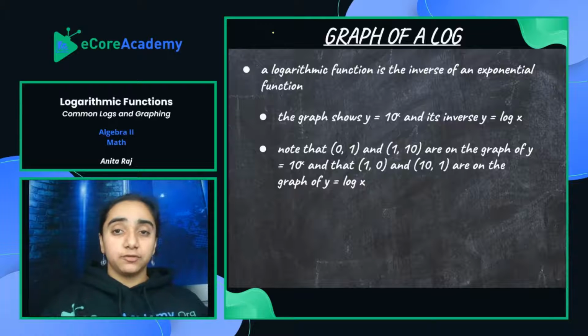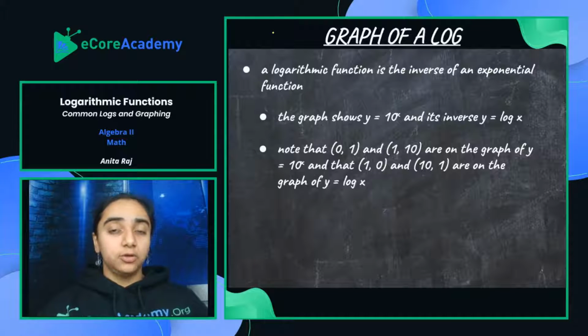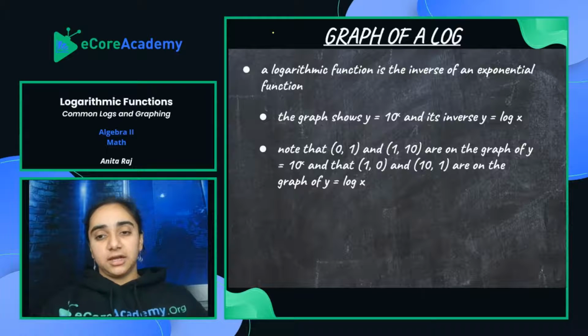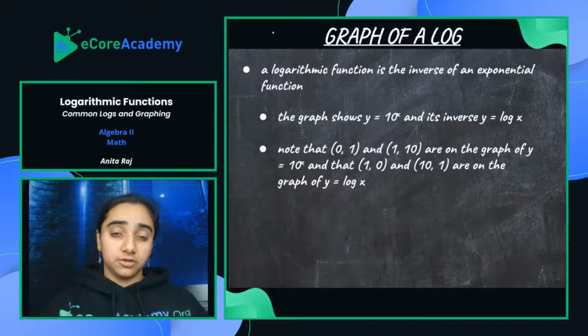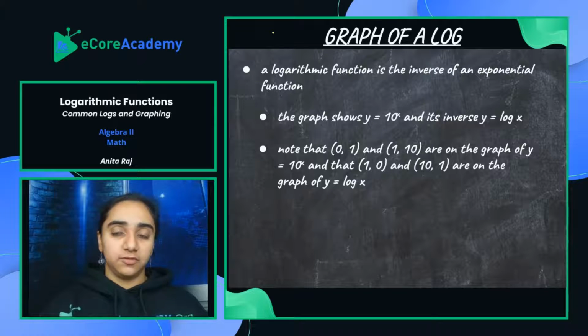If we take the x-coordinate and y-coordinate of the point (0, 1) and reverse them, we write 1 first and then 0 second. We do the same thing with the point (1, 10): we reverse the x-coordinate and the y-coordinate and rewrite it as (10, 1). These two points are on the graph of the inverse of y equals 10 to the power of x, which is the graph of y equals log x. Remember, when you take an inverse of a function, you swap the positions of the x-coordinate and the y-coordinate. The x-coordinate of the original function becomes the y-coordinate of the inverse, and the y-coordinate of the original becomes the x-coordinate of the inverse. You're swapping the input and output with inverse functions.